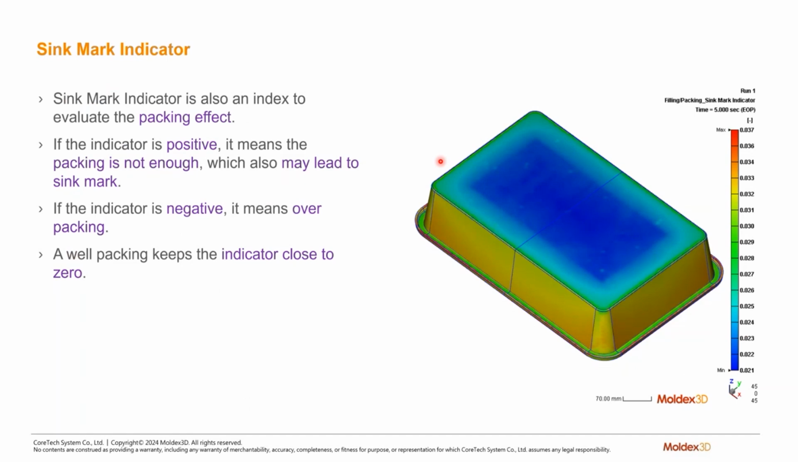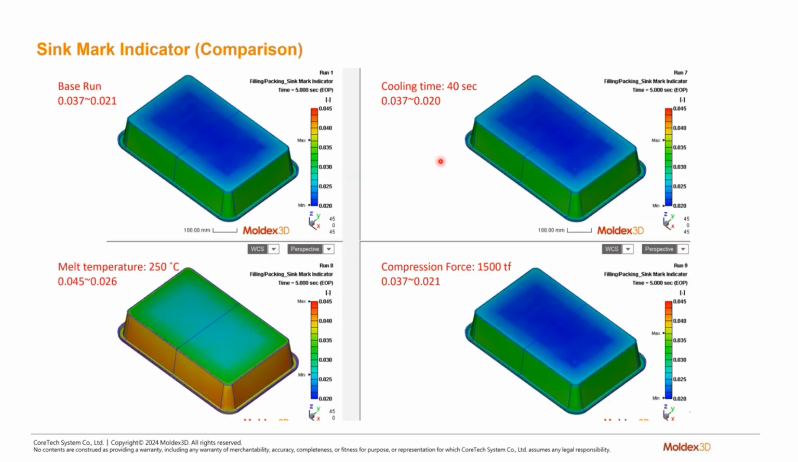This is the sigma indicator. The sigma indicator is also an index to evaluate the packing effect. So let us check the result. You can also see that if you change the melt temperature higher than the original one, the sigma indicator is also higher than the other 3.